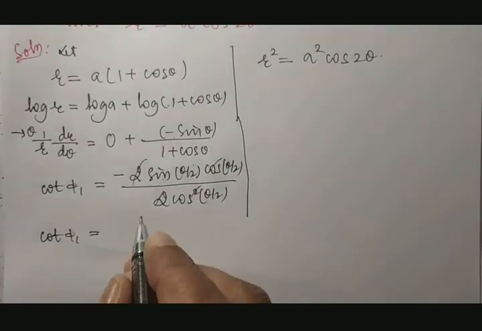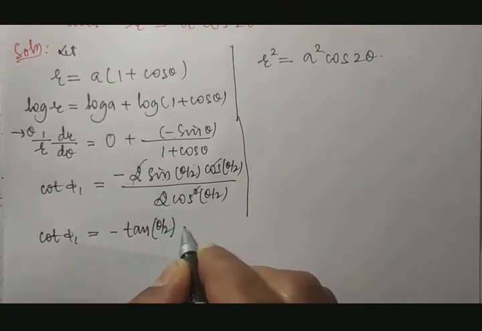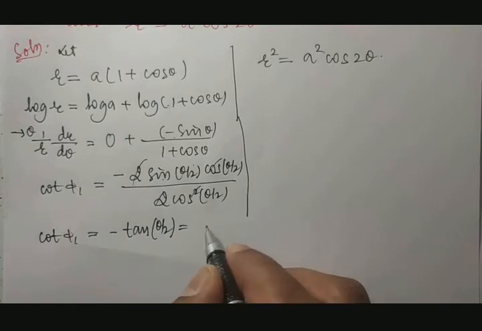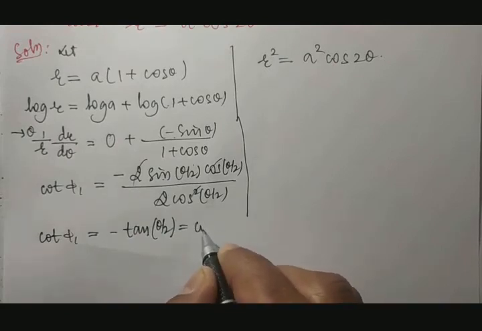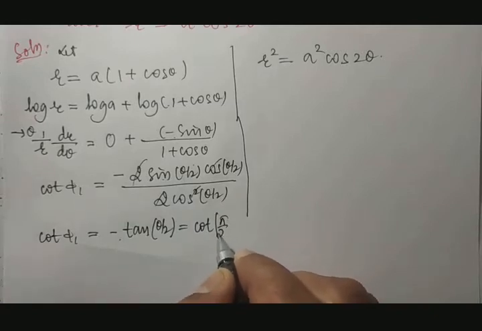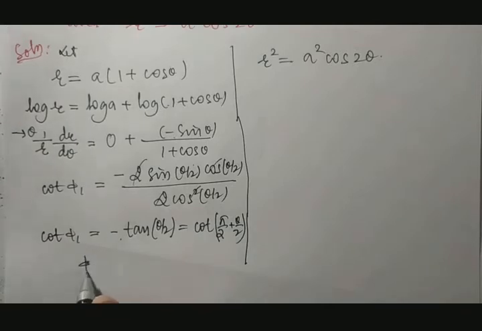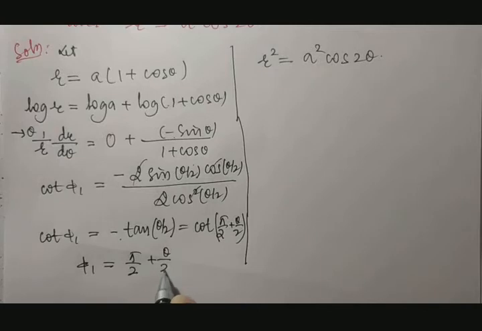That is nothing but minus tan theta by 2, which can be further written as cot of, since it is minus, it has to be taken as 90 degree plus theta by 2. Therefore, phi 1 is equal to pi by 2 plus theta by 2. So this is the first angle between the radius vector and tangent of the given curve.